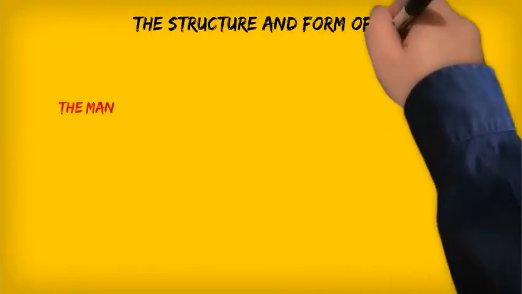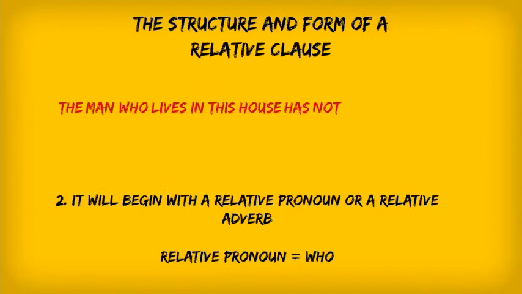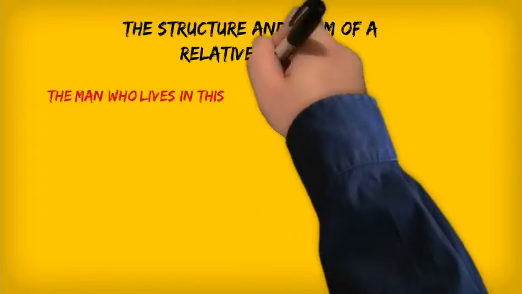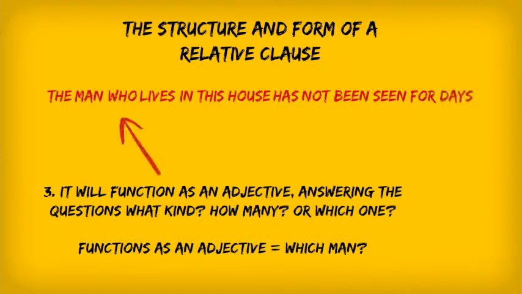Number 2. It will begin with a relative pronoun or a relative adverb. In this case, the relative pronoun is who. Number 3. It will function as an adjective answering your questions what kind, how many, or which one. Functions as an adjective: which man.